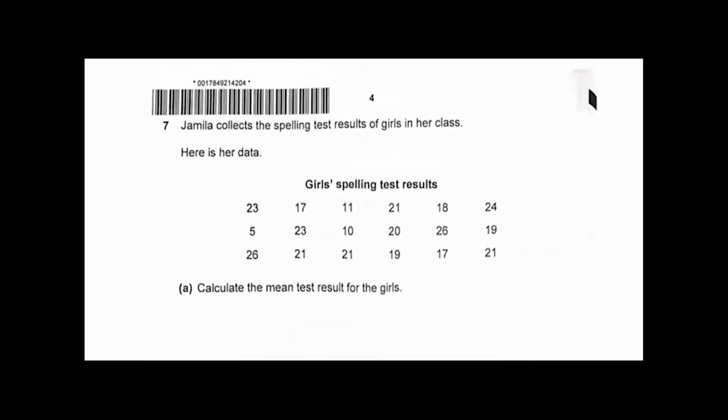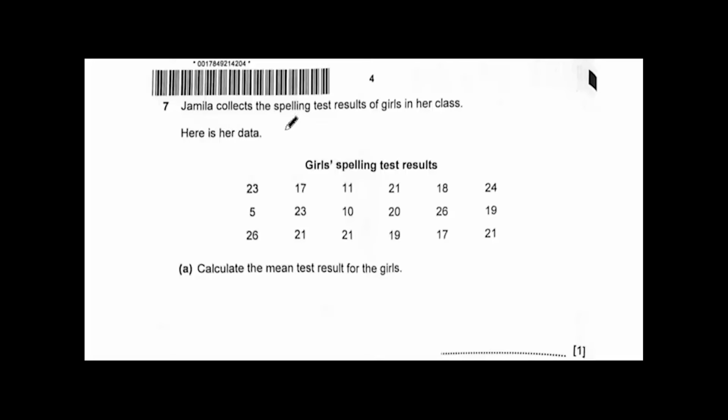Okay, and it has two parts here, A and B. Jamila collects the spelling test results of girls in her class. Here is our data. You have 23 up to the last one here, which is 21.